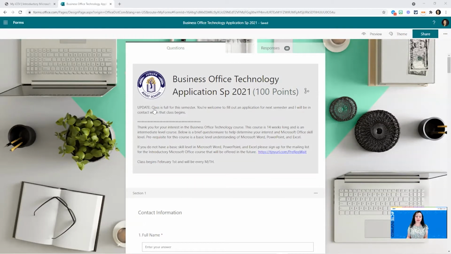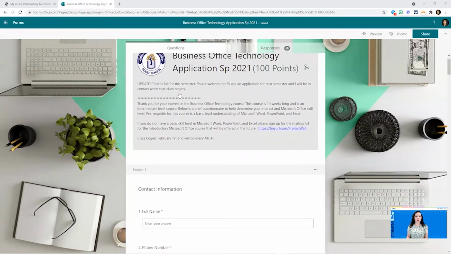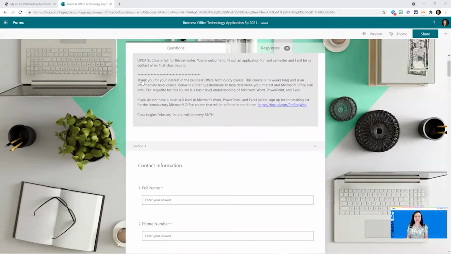But I let them know that the class is full, but they're welcome to fill out an application, and then I would consider them for the next semester. So before I did that, I just had this bottom portion though. So I thanked them for their interest, and I gave them the expectations for the class, right?